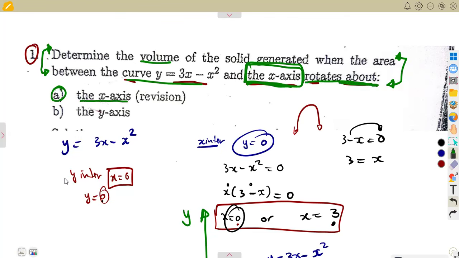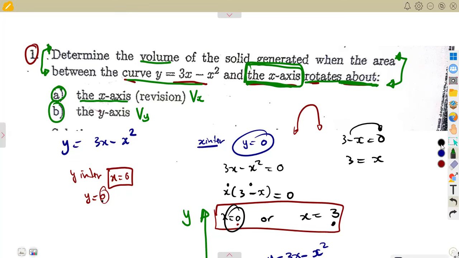So that one, you'll see it later on. It's not something that you're supposed to consider. So to rotate about the x-axis, it means you have to calculate what? Vx. To rotate about the y-axis, it means we have to calculate what? Vy. These are now volumes in this axis, Vx. Volume in this axis, Vy.